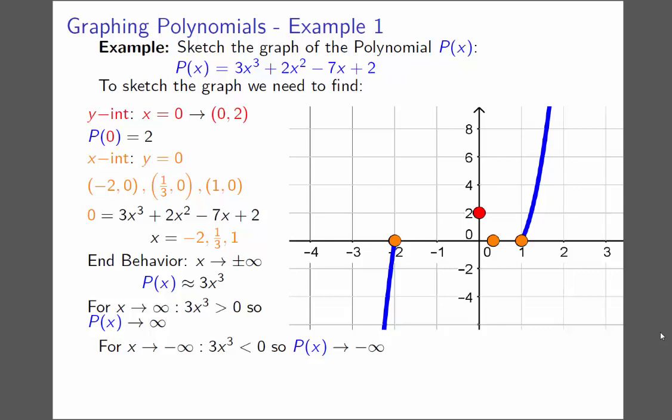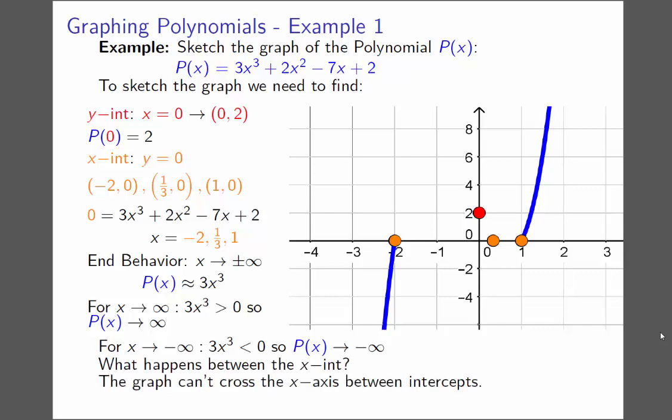Now the only thing left to figure out is what happens between the x-intercepts. Remember, the graph can't cross the x-axis between the intercepts, because if it did, we would have another x-intercept, but we found all three of them. Which means between the two x-intercepts at -2 and 1/3, our graph is always positive since it has to go through the y-intercept (0, 2).